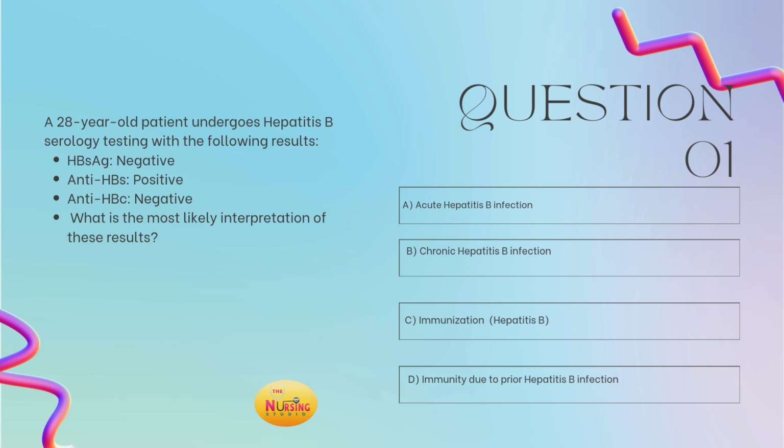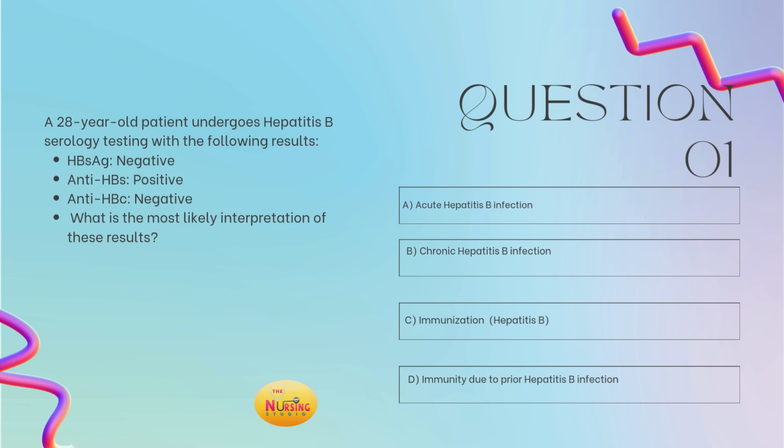Because the surface antigen lets us know if they actively have the infection. So it's negative, so they do not. The anti-HBs is positive, so we know they have antibodies, right? Either from a vaccination or they've had prior exposure to the infection in the past, right? That's the way you would have antibodies. And then the anti-HBc is negative.